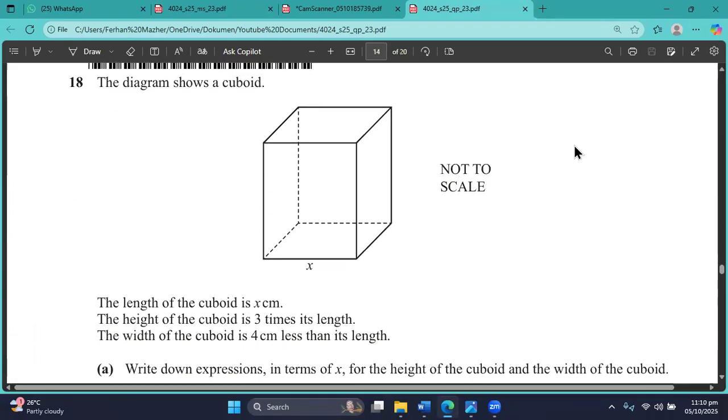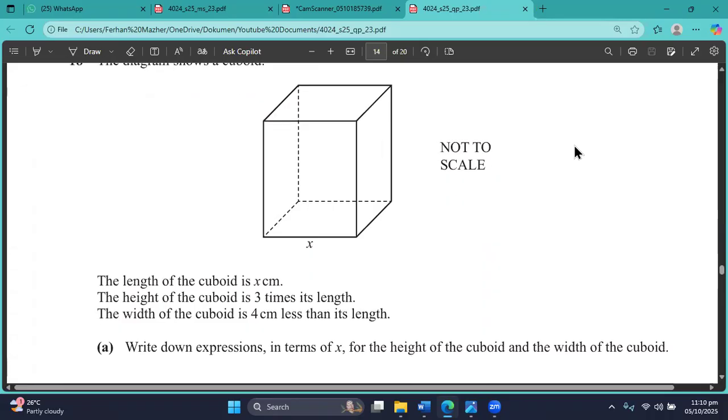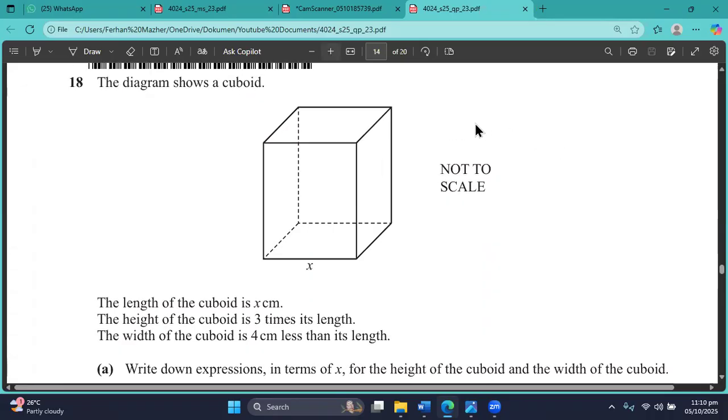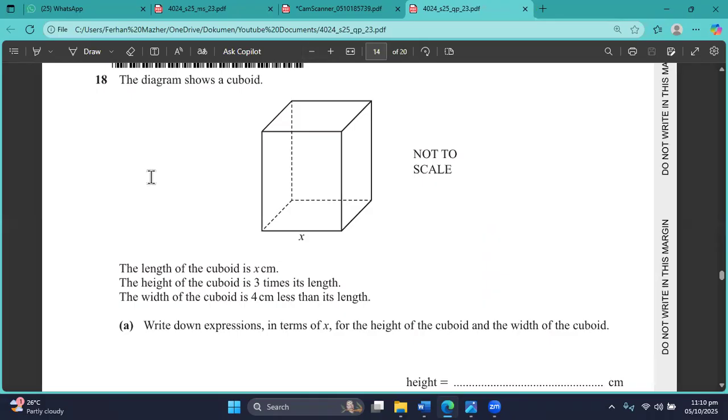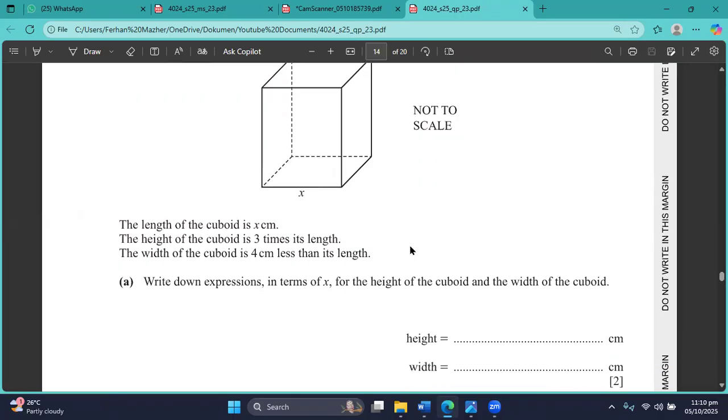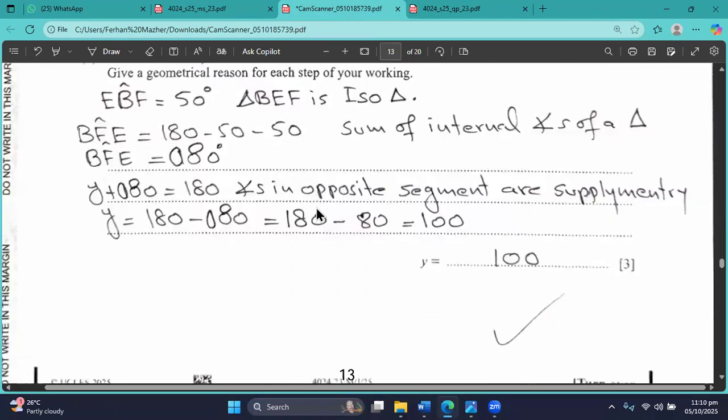Now on your screen, question number 18 is showing up. He says the diagram shows a cuboid. The length of the cuboid is x centimeters. The height of the cuboid is 3 times its length, so the height is 3x. The width of the cuboid is 4 centimeters less than its length, so the width will be x minus 4. Write down expressions in terms of x for the height and the width of the cuboid. Very simple. The height is 3x and the width is x minus 4.